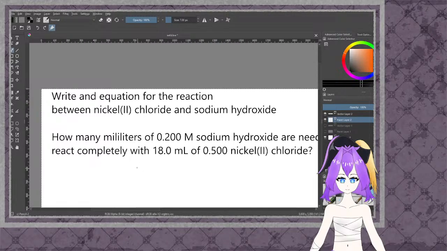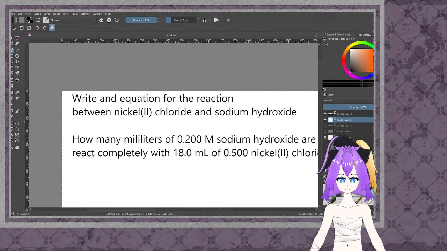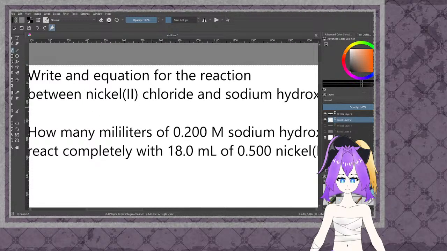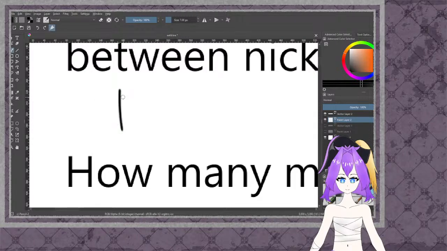But yeah, so the first thing we have to do here, it's fairly similar to the first one, except we have to write the equation ourselves. So, the first thing we have to do is just write an equation for the reaction between nickel chloride and sodium hydroxide. Nickel 2 chloride. So the first thing we do here.